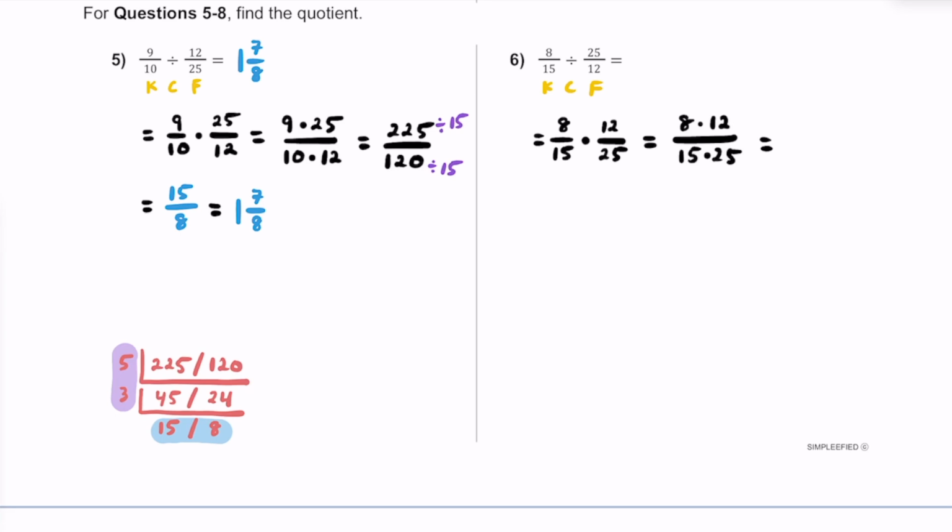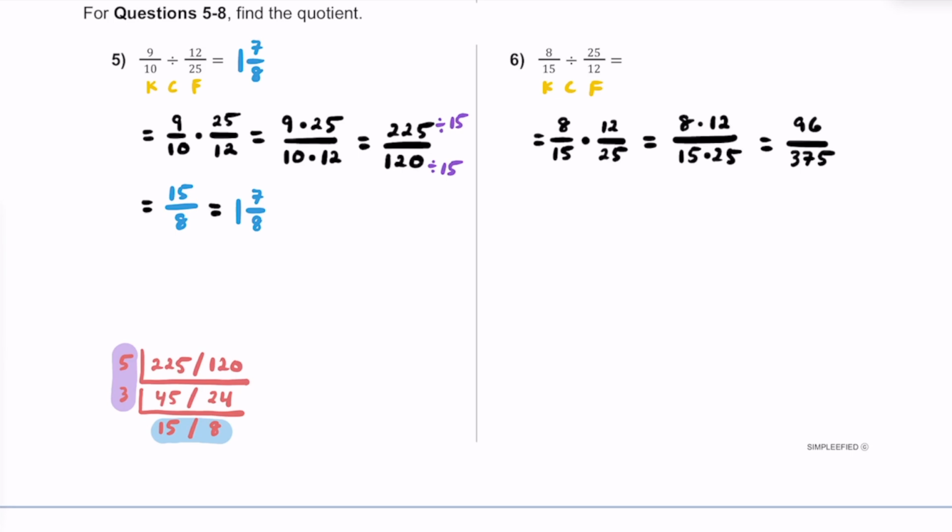Okay, feel free to pause and multiply if you need to, but on the top here, 8 times 12 is going to be 96, and on the bottom here, we can take this 25 and multiply it by 15, and that's going to end up being 375. Okay, so these are pretty big numbers. Let's see if we can simplify this thing a bit.